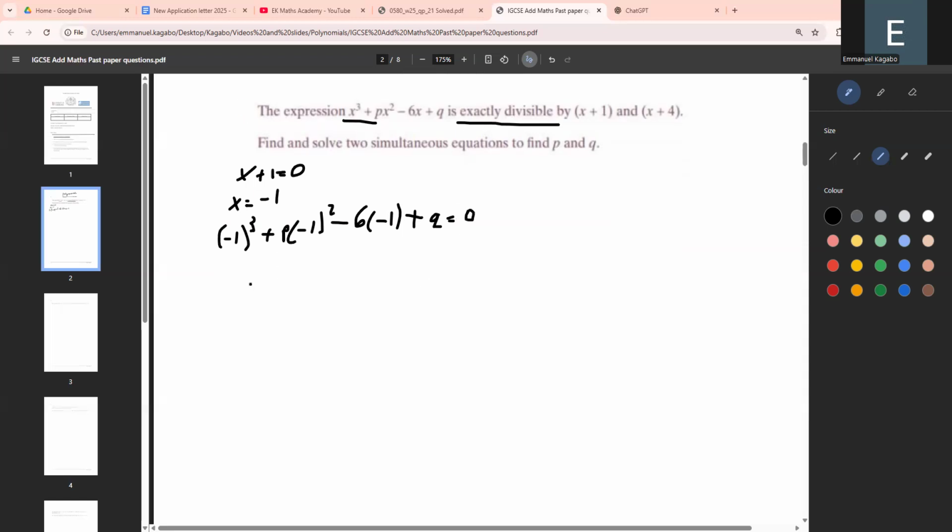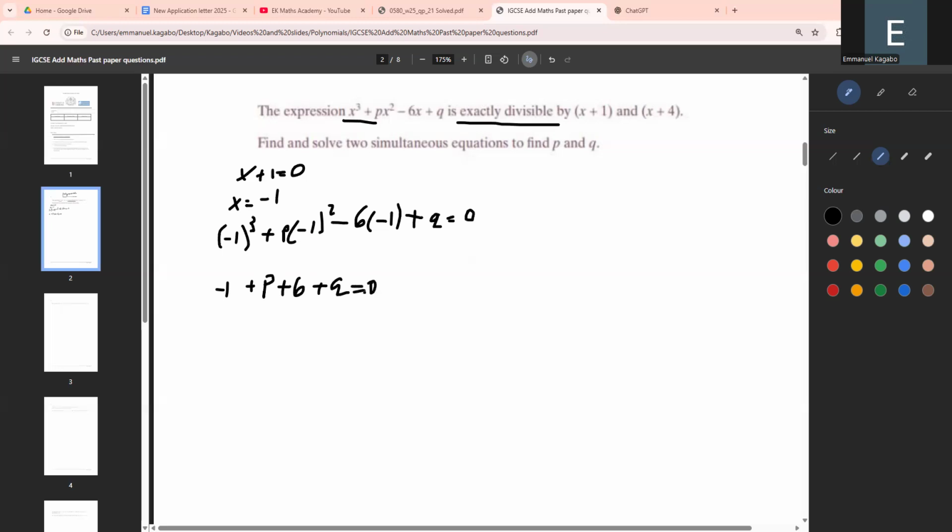Now, what's (-1)^3? It's going to give me negative 1. Very good. Now, what's (-1)^2? That's positive 1, so that gives me plus p. Now, what about here? This will give me plus 6, right? Then plus q equals 0, okay?